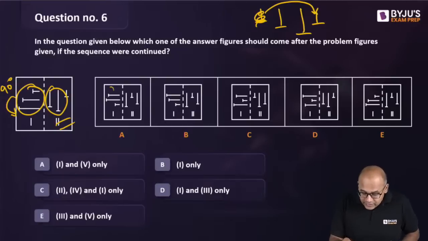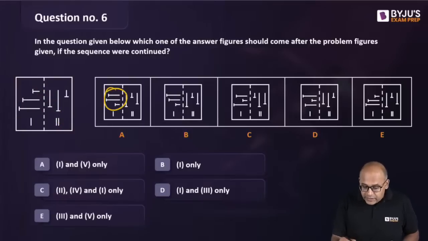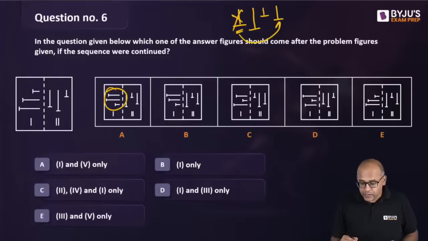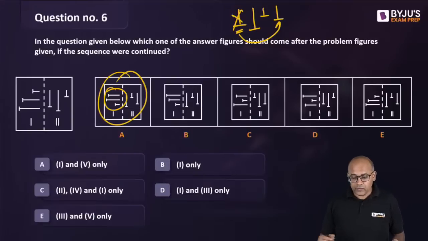So now look at this. If this tilts by 90 degrees, you will have a medium, large and small. Now this should be coming to the last. So this should go from here and this should come here. Is it matching? Yes, this is matching. A could be possible. A is a possible answer. Only one is there, but let's check the others.